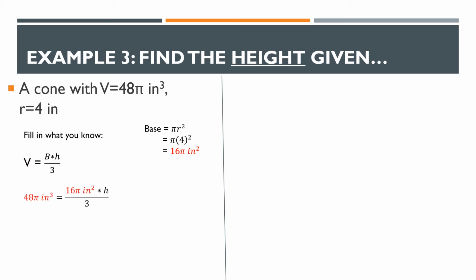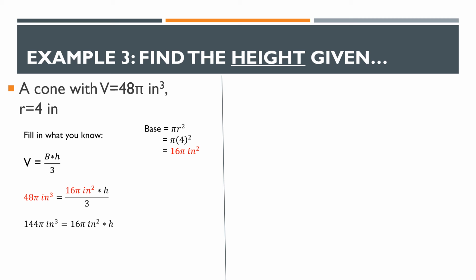So if I rewrite this and fill in everything that I know, my volume is 48 pi inches cubed. I know that my base area should be 16 pi inches squared. I don't know my height yet, and then I know just from the formula that I have to have that divided by 3 piece that's there. So now I have to kind of work backwards and get h by itself.